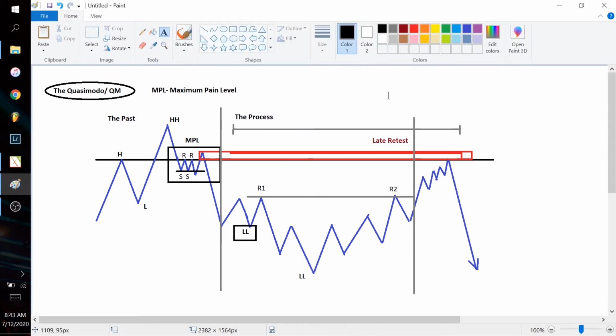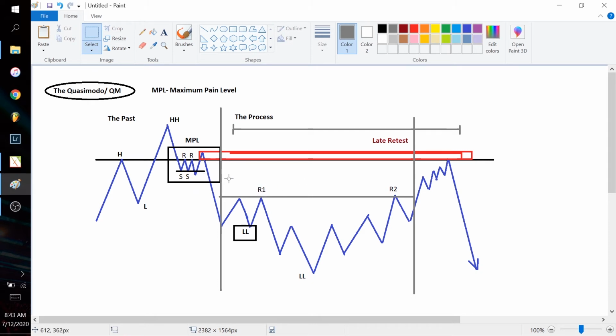So the process: we are trying to trap more retail traders. We're going to form a resistance and another resistance. This is our process. We can form a fake out, we can form a triple drive or something like that. It doesn't matter. Usually we look for fake outs. We have R1 and R2, it can be R3 as well. It can be multiple fake outs.